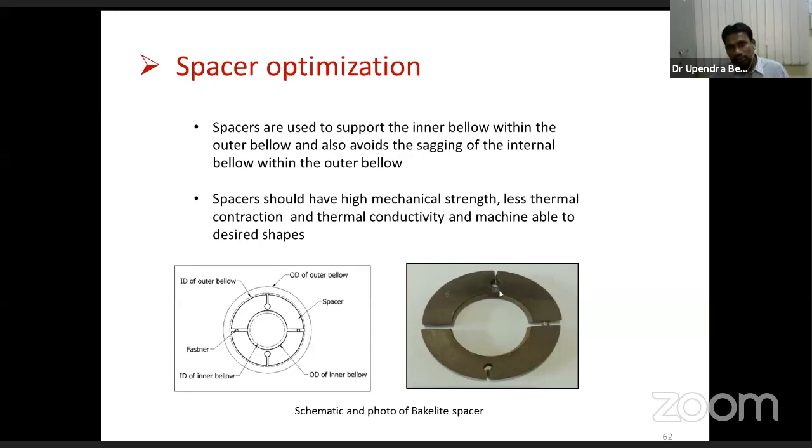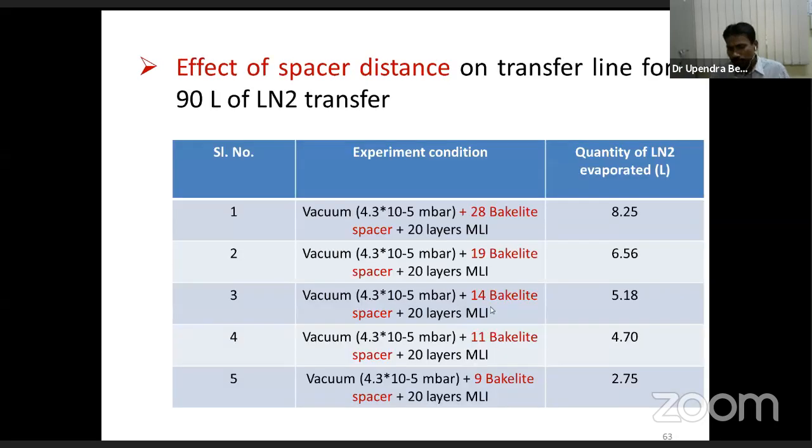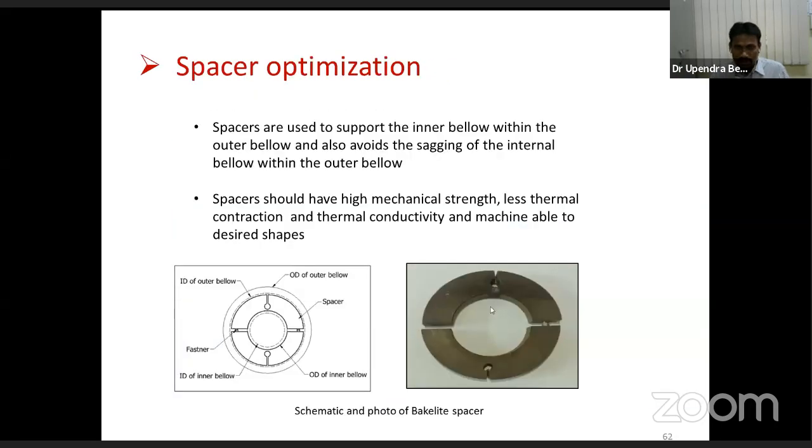And we have some holes where the feedthrough for the sensors goes through, and this is again a dismantled type in two halves, and after putting it, it is just clamped over the inner flexible bellow. And we have made it from Bakelite, because the thermal conductivity is low, and also it is easily machinable. And we have taken this shape because we are designing the flexible transfer line.